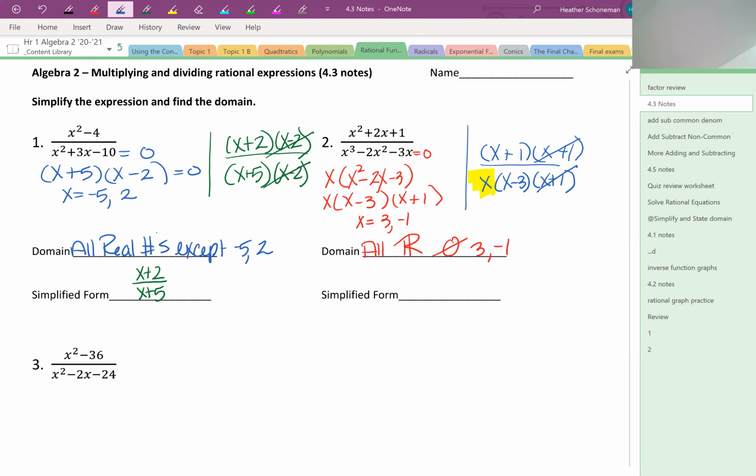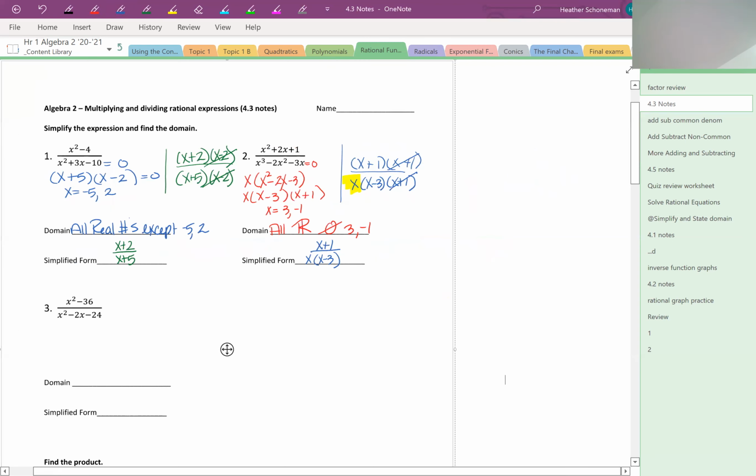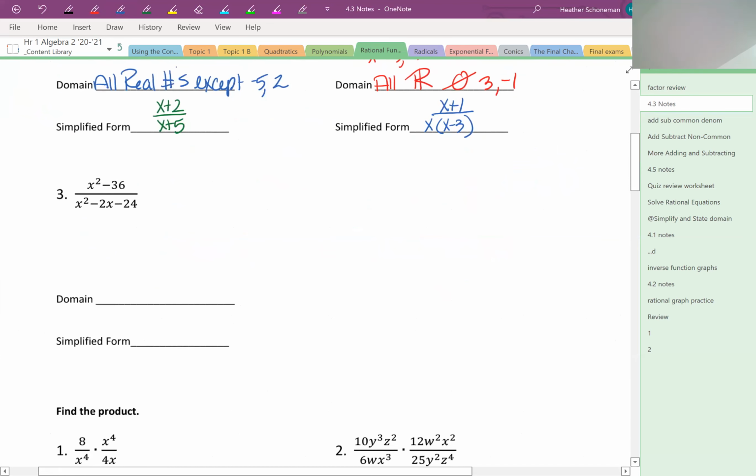So when I write my final answer, on the top, I just have the one group. So I do not need to include the parentheses. But at the bottom, I have more than just the group. So I do need to write the parentheses. But notice that I didn't distribute that x. I just leave it in its factored simplified form.